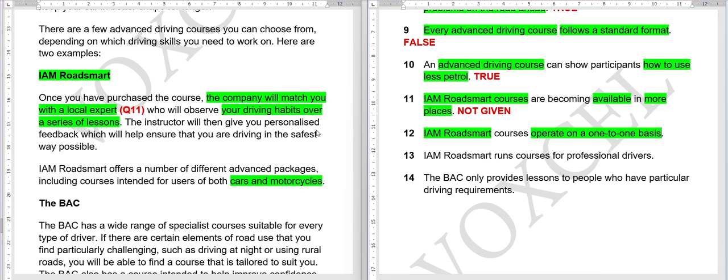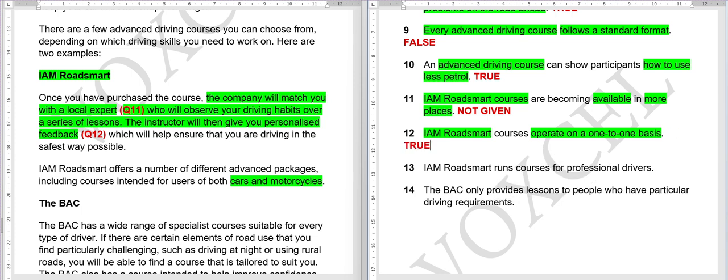The instructor will then give personal feedback. Okay. So the location is in this particular sentence, and for that you have around 10 seconds. Tell me, and the time starts now. Okay, time's up, and the answer to this question is true.